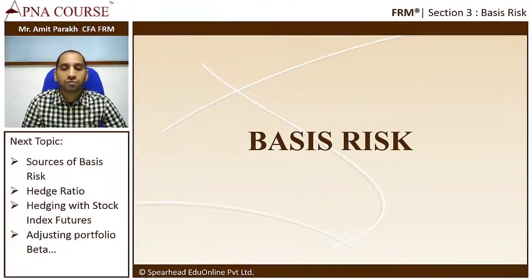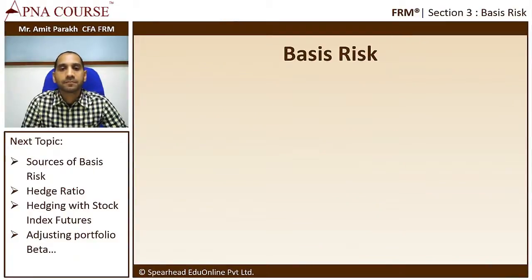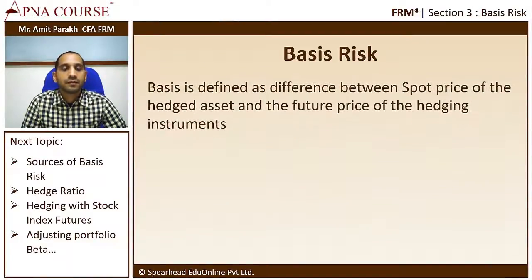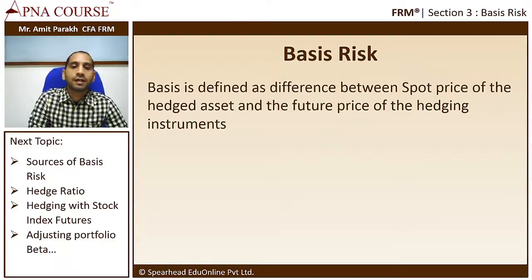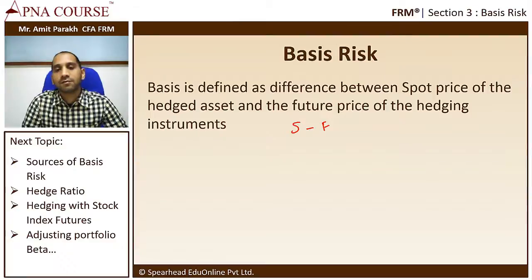Next topic, basis risk. Basis is defined as the difference between the spot price and the future price, which is the instrument itself. So the spot price is the price of the underlying, the future price is the price of the hedging instrument. Now, S minus F is how we've defined basis.